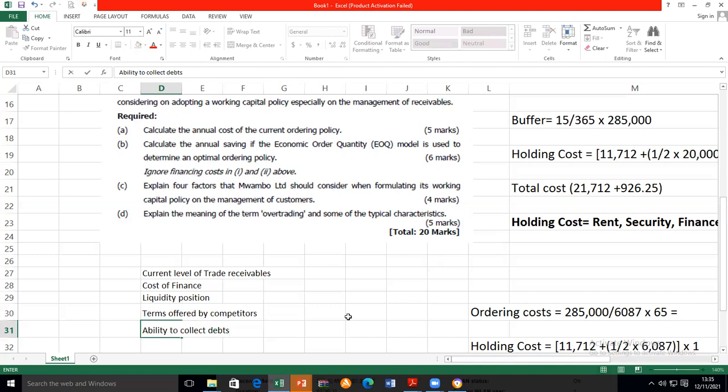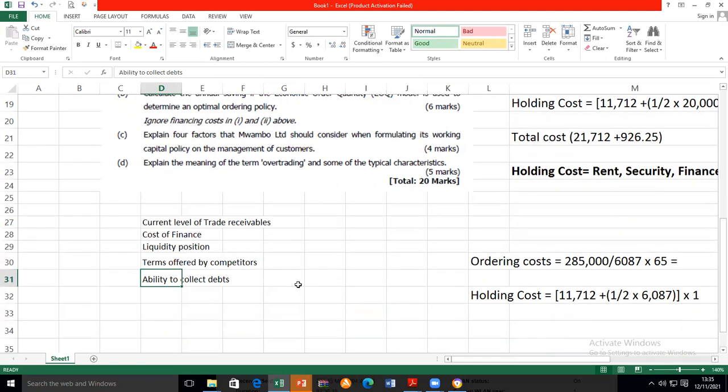So when you're thinking about the policy on management of receivables, these are the issues you must look at: the current levels of trade receivables, the cost of finance, our liquidity position, terms offered by competitors, and our ability to collect our money. It's a common question. It has come a number of times.